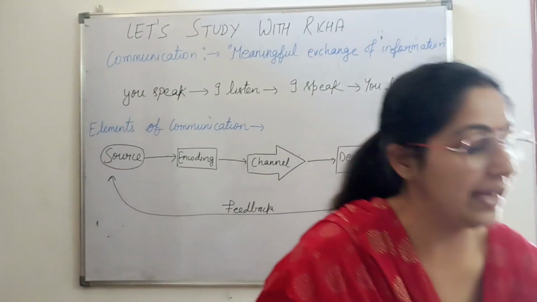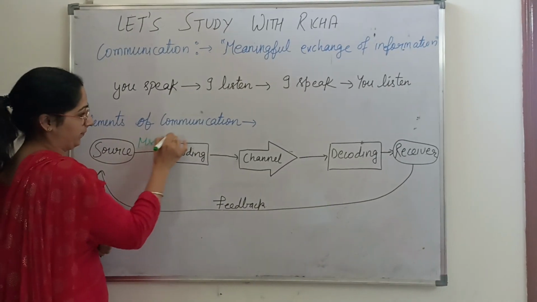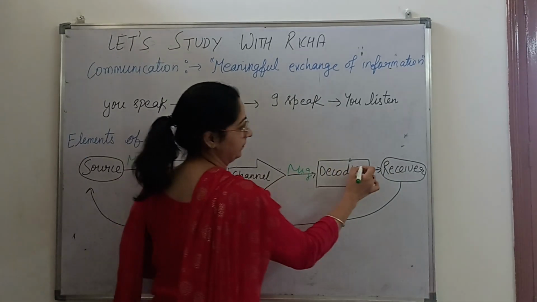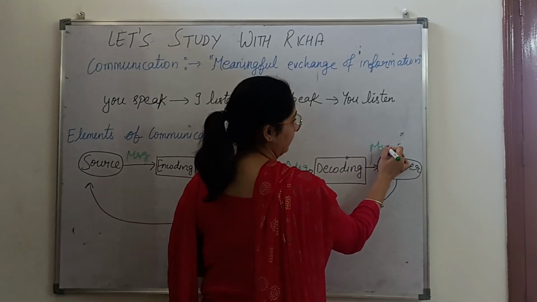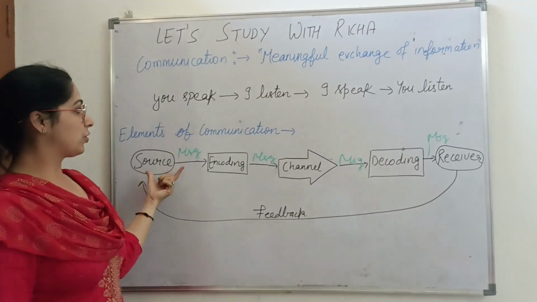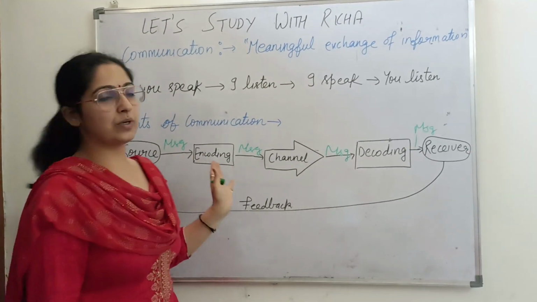Here we can say there will be a message. The message is reflected here. So these are the source, encoding, and in between is the message. Clear? So this was the communication.